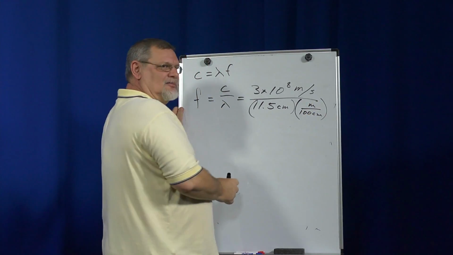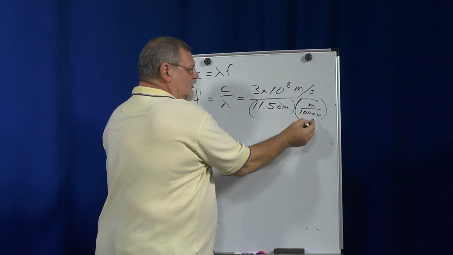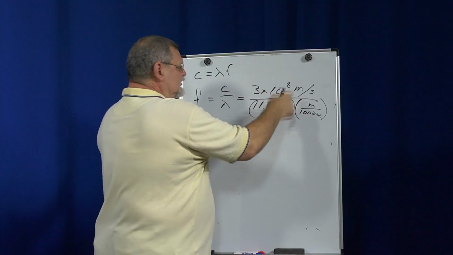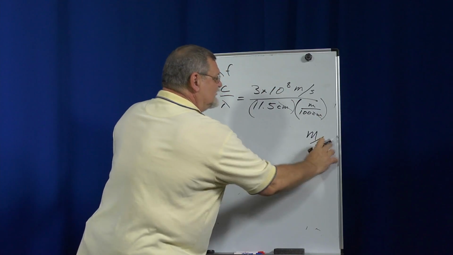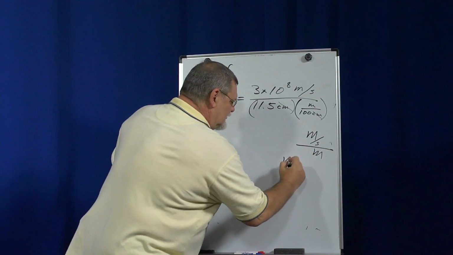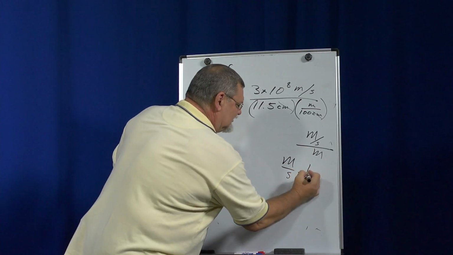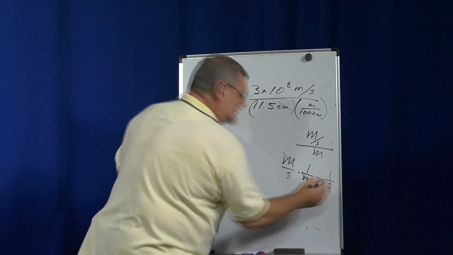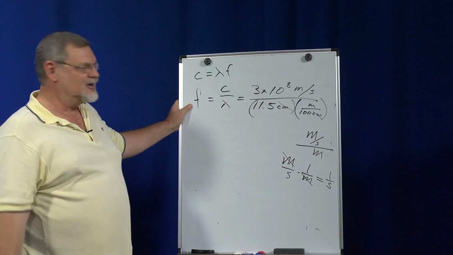See how I wrote that? Remember this? We did this in class. I put centimeters on the bottom. I wanted it to go away. I now have meters here. Let's look at our units. On the top, I have meters per second, and I'm dividing it by a meter. When you divide something by something, you multiply by the reciprocal. Meters goes out. What I have left is 1 over seconds. Is that a unit of frequency? Yes. So our units work out.